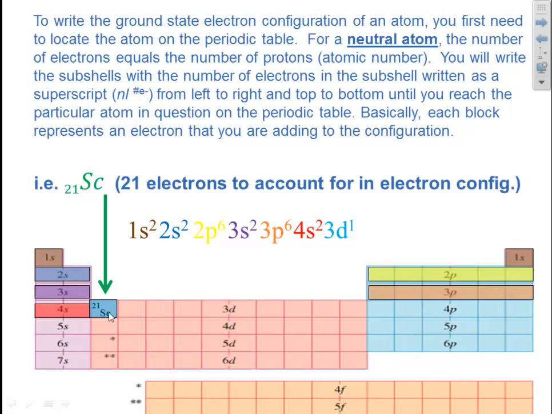Remember, this is 1 less. The Ds start off 1 less than the period it's in. So that ends up being 3d1, which is the electron configuration for scandium. So the ground state electron configuration for scandium is 1s2, 2s2, 2p6, 3s2, 3p6, 4s2, 3d1.